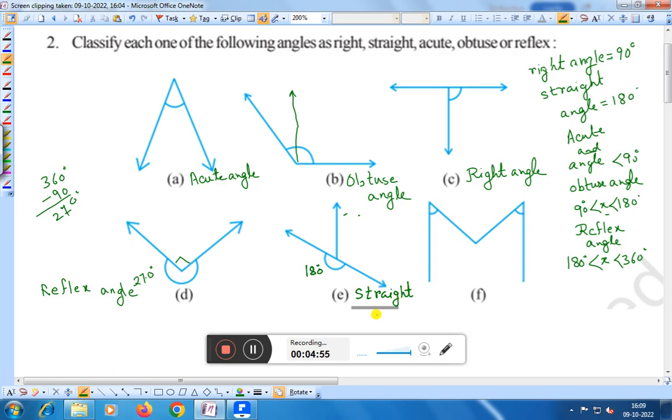And here, both angles are less than 90 degree, therefore we call them acute angles. F is acute angle. Right? This is the solution of question number 2, exercise 5.3.